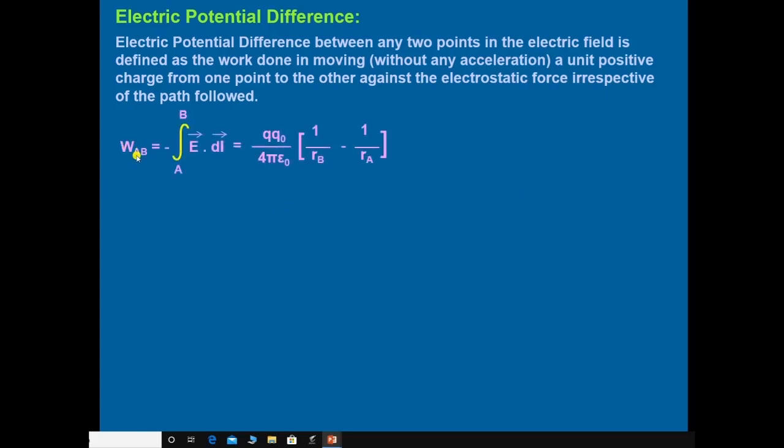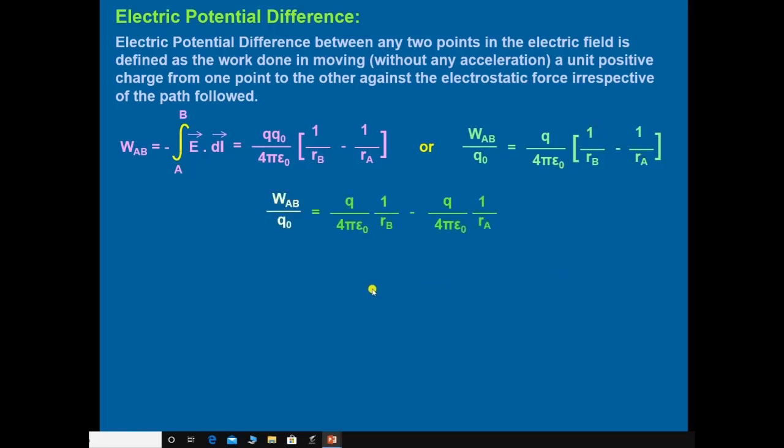Work done WAB is equal to the integral of E dot dl, the line integral of electric field between the points A and B, that is equal to Q naught divided by 4 pi epsilon naught times 1 upon RB minus 1 upon RA. Or when you divide both sides by Q naught, then WAB upon Q naught will become equal to Q upon 4 pi epsilon naught times 1 upon RB minus 1 upon RA.